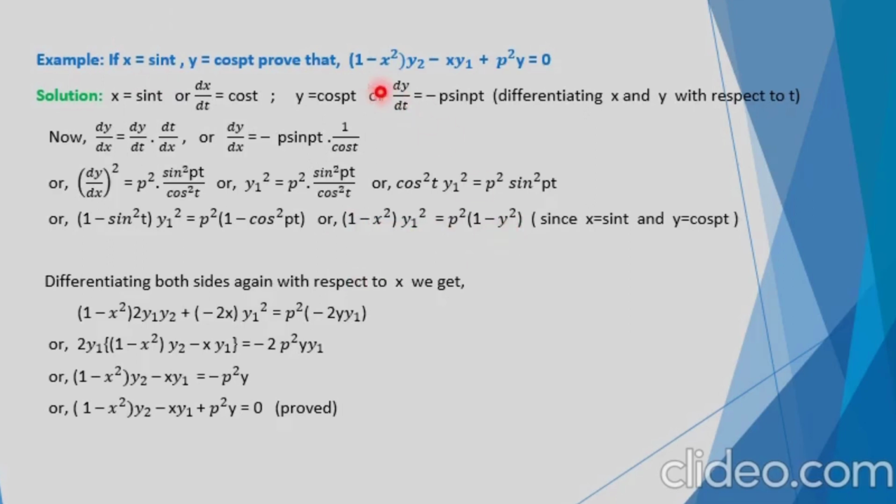Now to prove this one, we have to differentiate the equation again. Therefore, differentiating both sides with respect to x, this is a product of two functions. Again using the u into v rule, we get 1 minus x square into the derivative of y1 square, that is 2y1 into y2, plus y1 square into the derivative of 1 minus x square, which is minus 2x, equals p square times the derivative of y square, which is minus 2y into y1. Therefore, taking y1 common, (1 minus x square) y2 minus x y1 equals minus p square y y1.